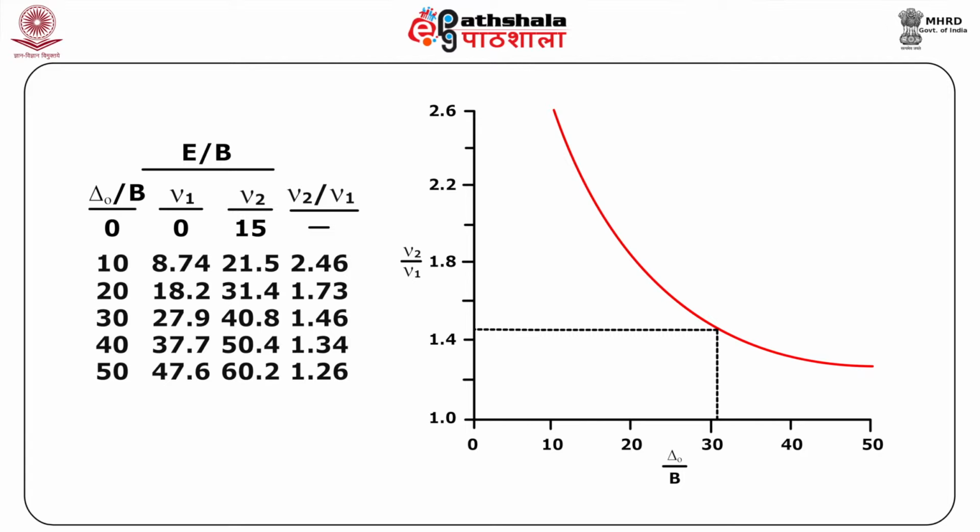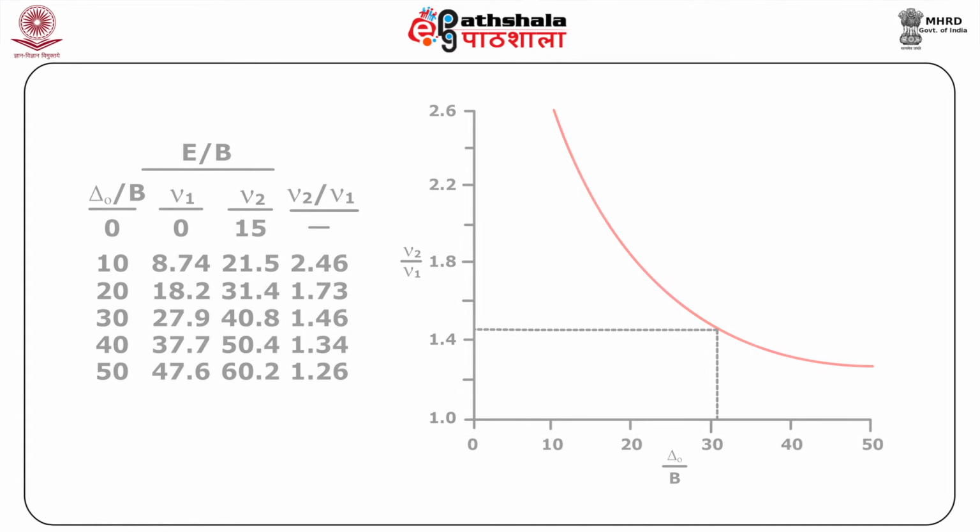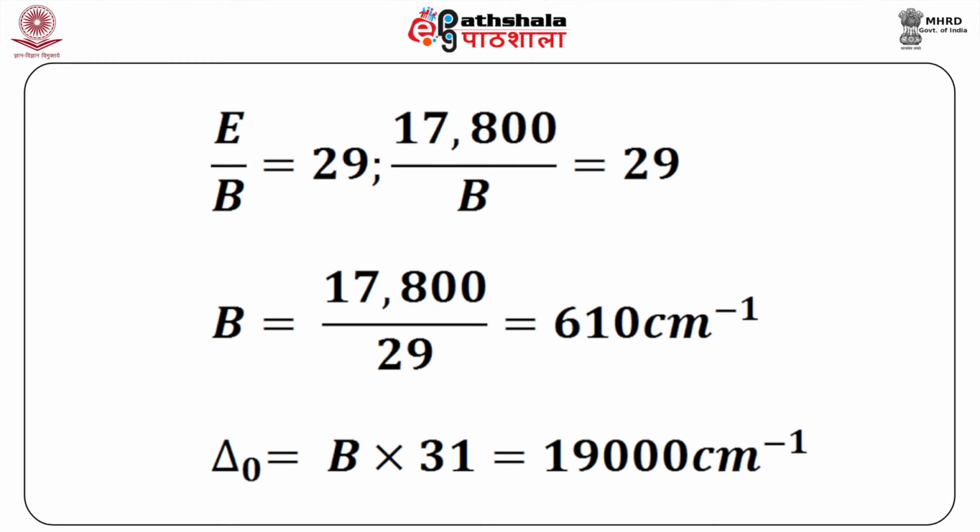Now, by looking at the Tanabe Sugano diagram, it can be observed that when delta naught by B is 31, the value of E by B (mu1) is approximately equal to 29. Thus, if E by B is equal to 29, where the value of E is 17,800 centimeter inverse, the value of B automatically comes out to be 610 centimeter inverse. Therefore, delta naught will be equal to B into 31, which is equal to 19,000 centimeter inverse. Hence, the value of delta naught for the complex comes out to be 19,000 centimeter inverse.